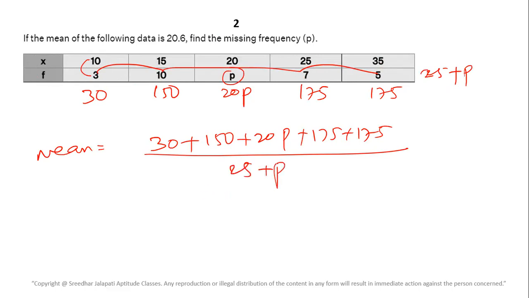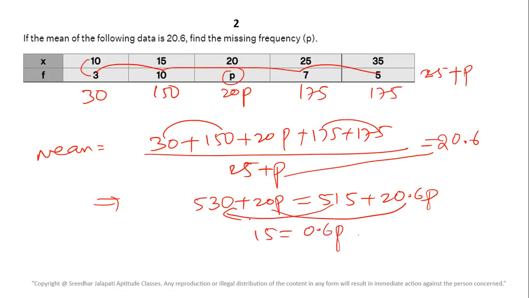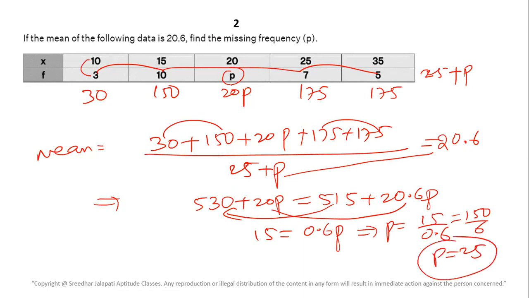So 25 plus p. The mean is already given as 20.6. If I add, this is 180 and this is 350, so you will get 530 plus 20p. On cross multiplication, 25 into 20.6 is 515, plus 20.6p. We'll bring all p terms to one side and constants to the other side. So you'll get 15 is equal to 0.6p. That implies p is equal to 15 by 0.6, which can be written as 150 by 6, which is 25. So the missing frequency p is 25. Therefore, answer 25.